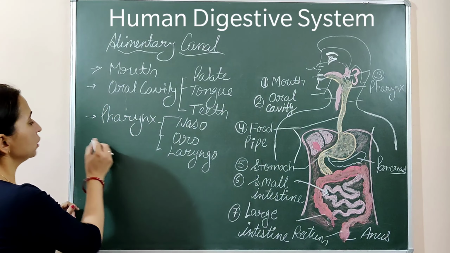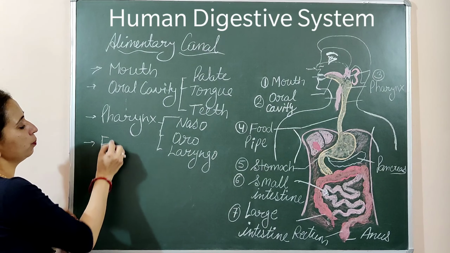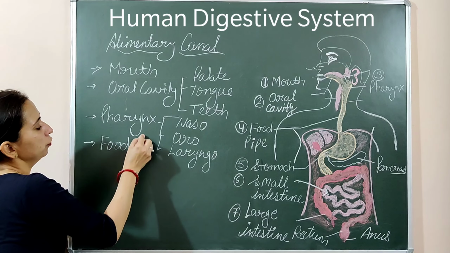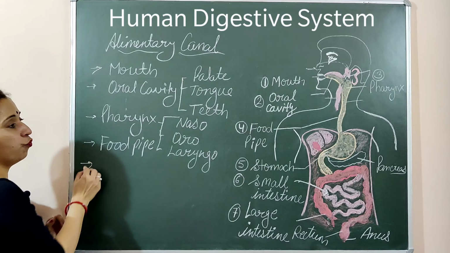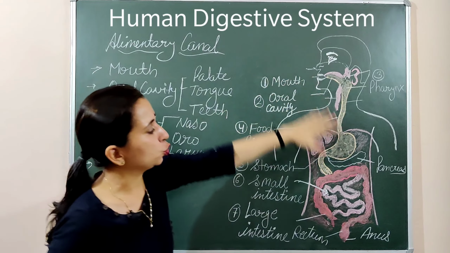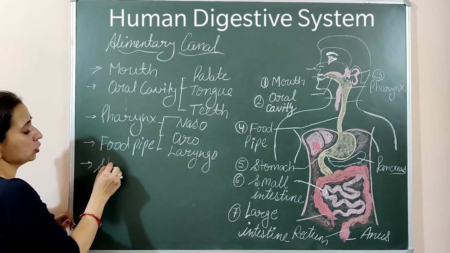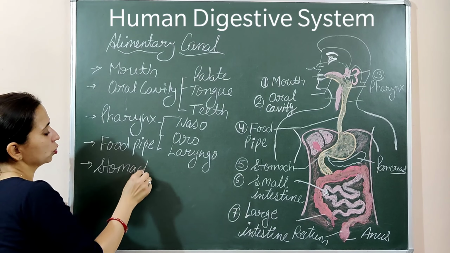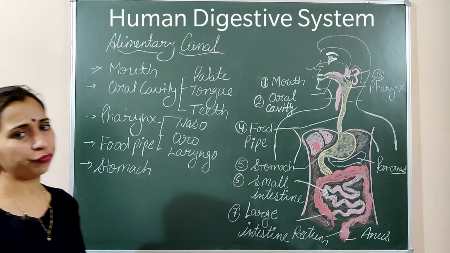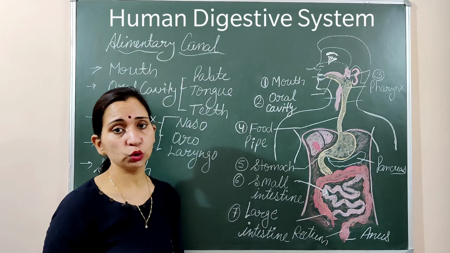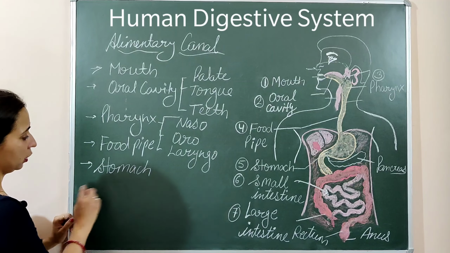Now pharynx opens into the next part which is the food pipe. Next, food pipe connects the oral cavity to the stomach. Stomach is a J-shaped bag-like structure which stores the food and does the digestion also. Stomach is further divided into different regions. Stomach के भी आगे regions होते हैं जो हम यहाँ पे भी discuss करेंगे.